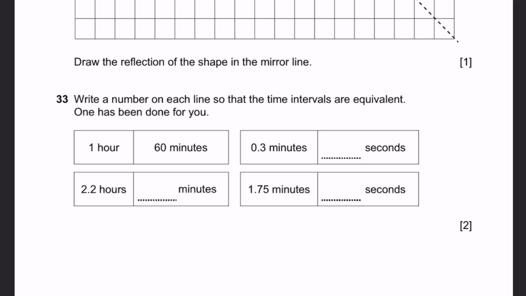Question 33. Write the number on each line so that time intervals are equivalent. What has been done for you? 1 hour equals 60 minutes.